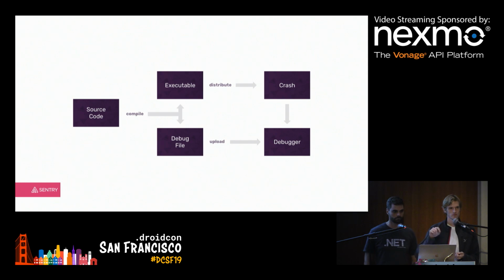Because the unwind information is only contained in the executable. So if you were to stack unwind out of memory dumps on the Sentry server side, you would also have to give us the executable, because otherwise we can't do it. So this is sort of the workflow that you use with a system like Sentry.